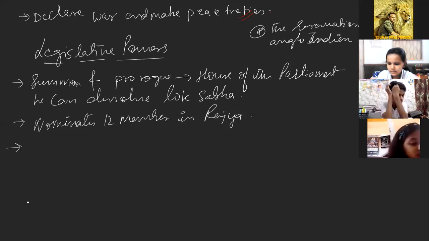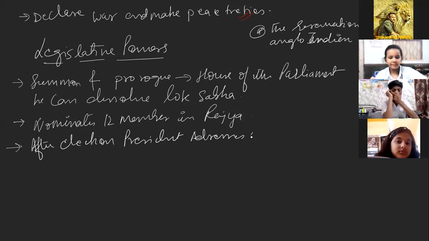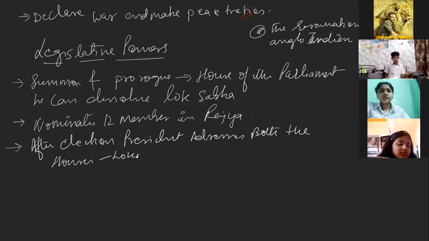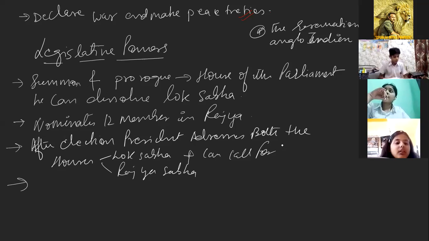Then it says that after election, the president addresses both the houses. Which houses am I talking about? Rajya Sabha and Lok Sabha. Clear? What else? Then he can also call for a joint session.